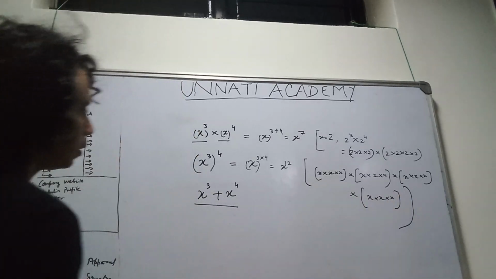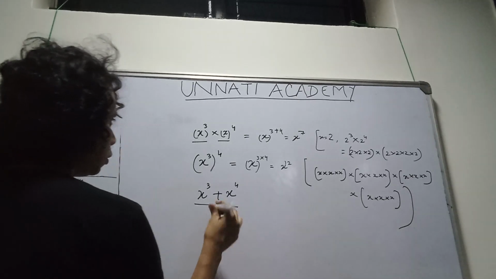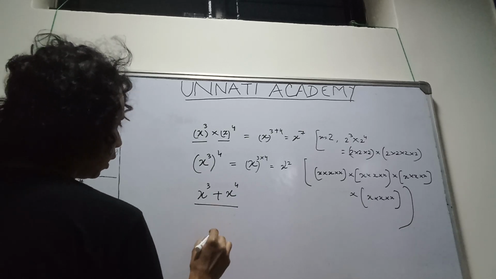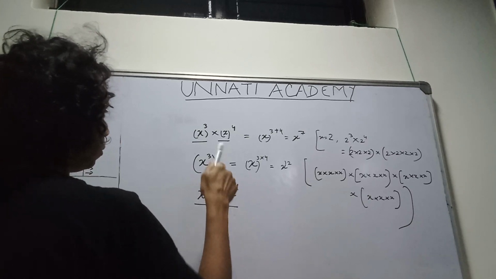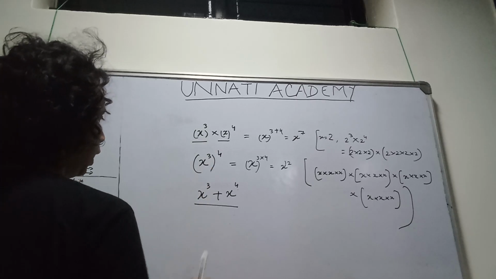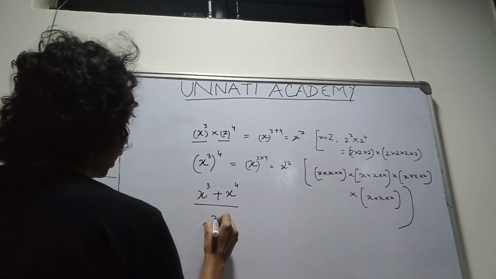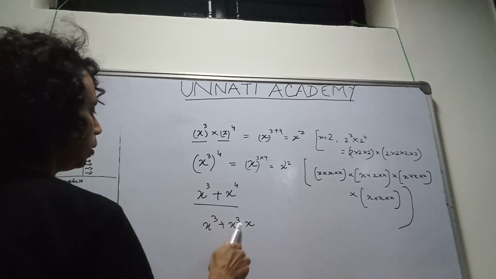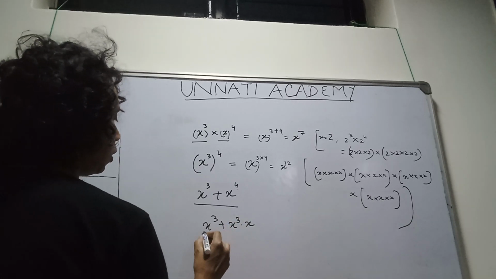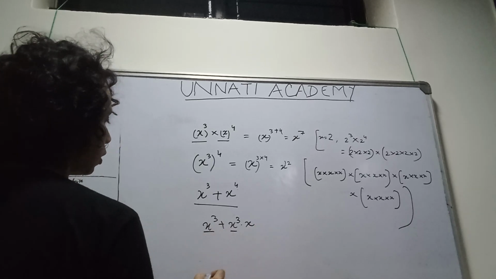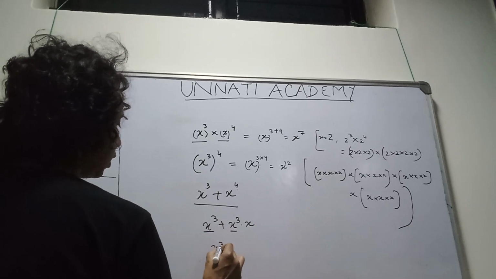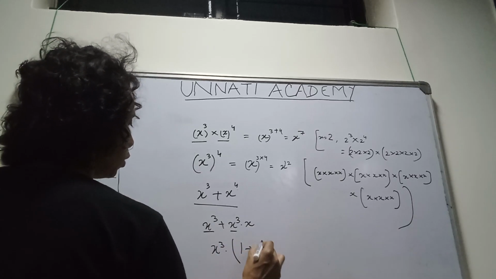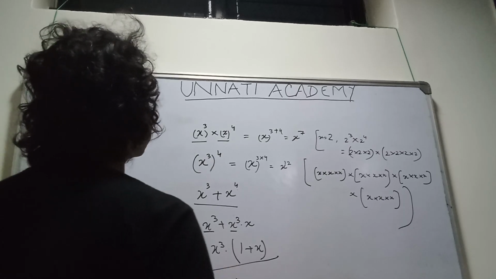So what happens when I have an expression of this sort? In this case, we don't have a simple explanation like the other two, but we do know one thing: because of this particular identity, x to the power 4 can be written as x cubed into x, right? Because 3 plus 1 is 4. And now we know there is x cubed in both the expressions, and we can take that out of the bracket and we can say this expression is equal to x cubed into (1 plus x).